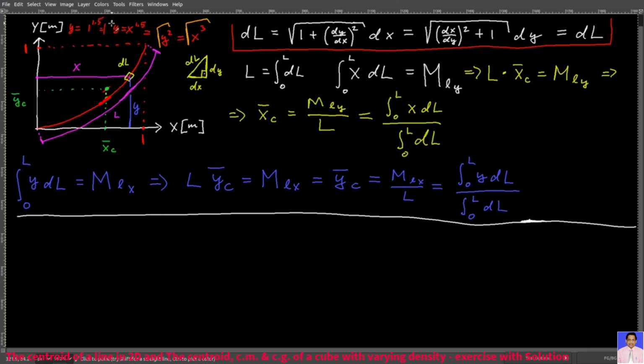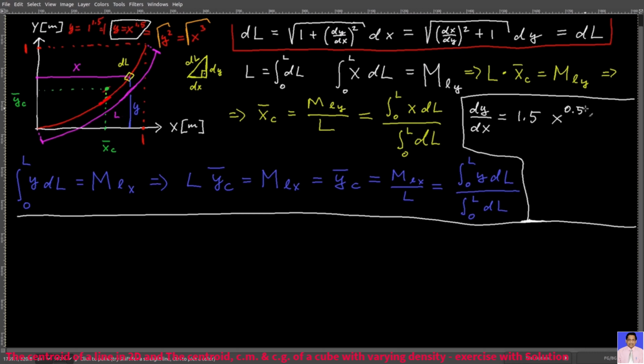And now since this is your function, y equals x to the power of 1.5, then we know that dy over dx is 1.5 times x to the power of 0.5. And now if I want to express x as a function of y, then it would be x equals y to the power of 2 over 3.